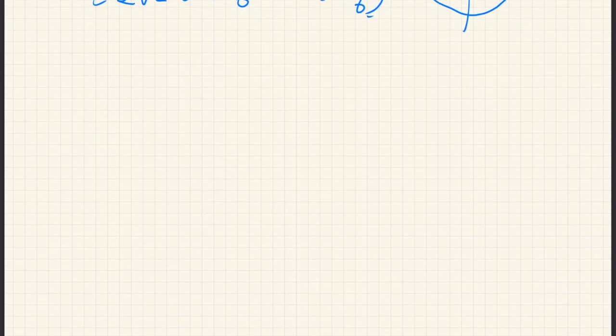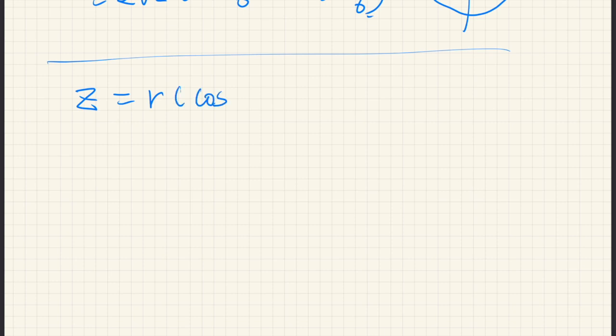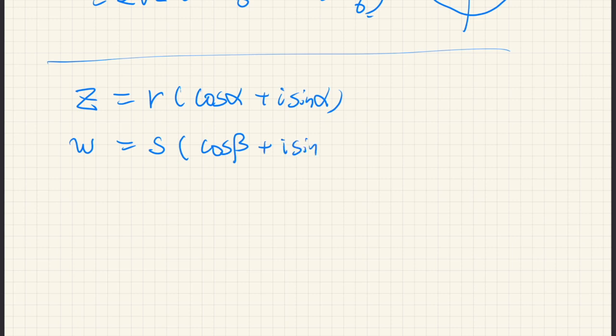And next example. Let's say we have a complex number z in the polar form as r times cosine alpha plus I sine alpha, and another complex number in the polar form s times cosine beta plus I sine beta. By the way, alpha and theta are not proper nouns.